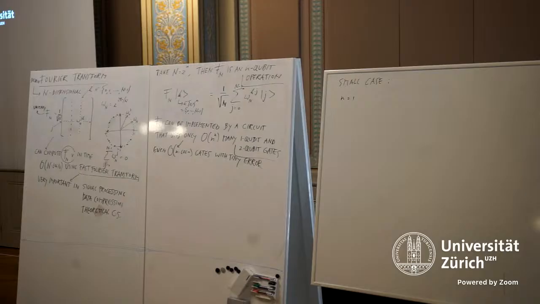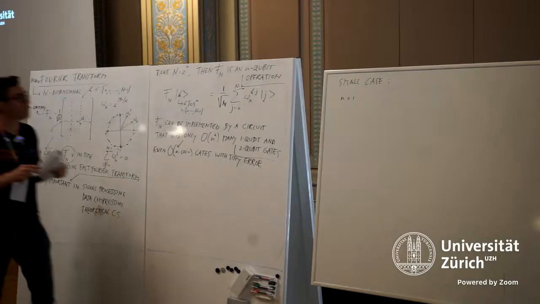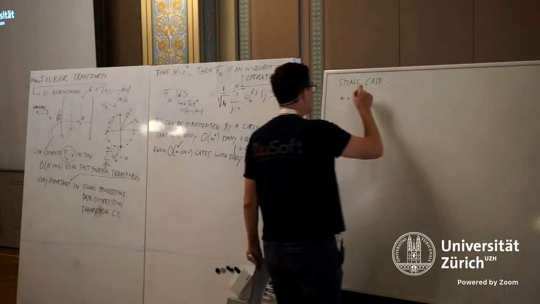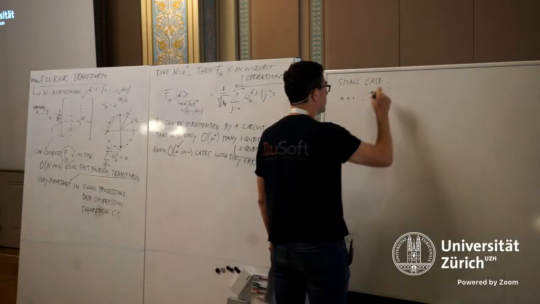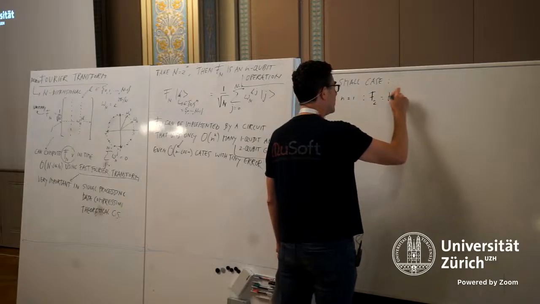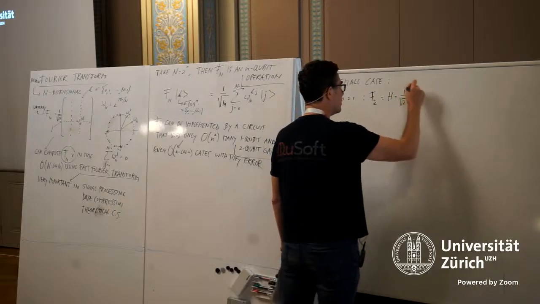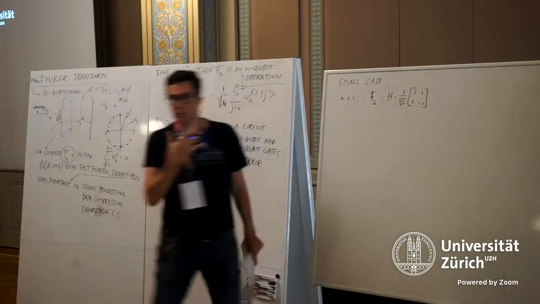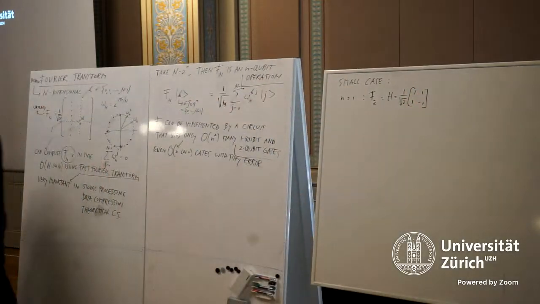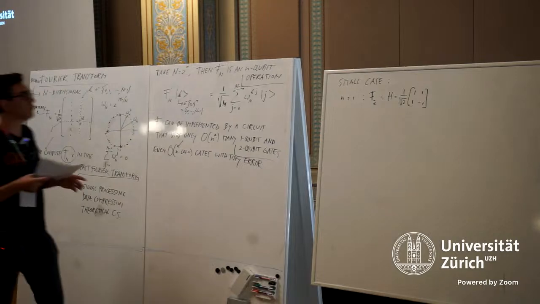It is the Hadamard gate. So F2, the two-dimensional Fourier transform, aka the one-qubit Fourier transform, just is the Hadamard gate. Now this, of course, is easy to implement as a circuit. You just apply the Hadamard gate and that's your circuit, right? So the simplest small case is easy to do.